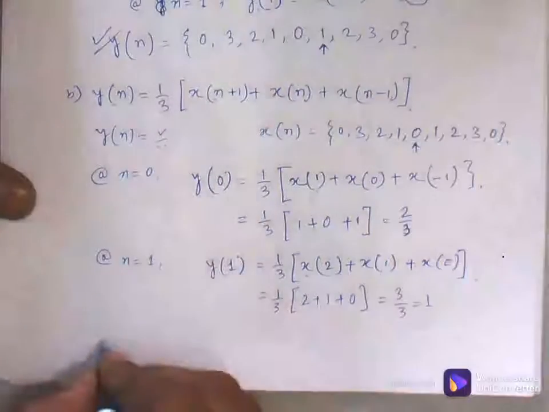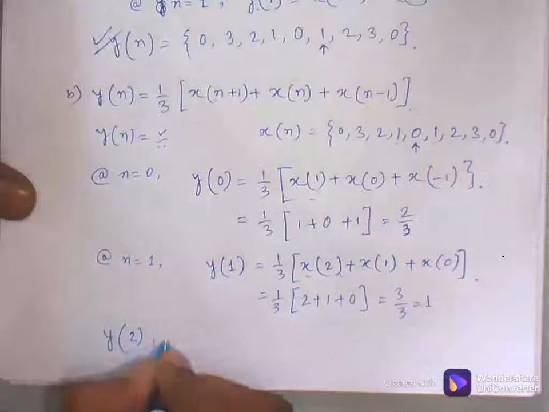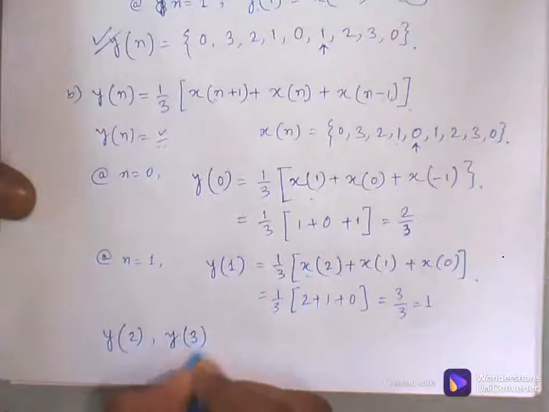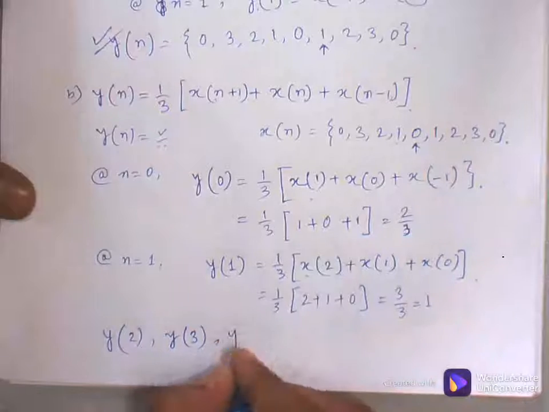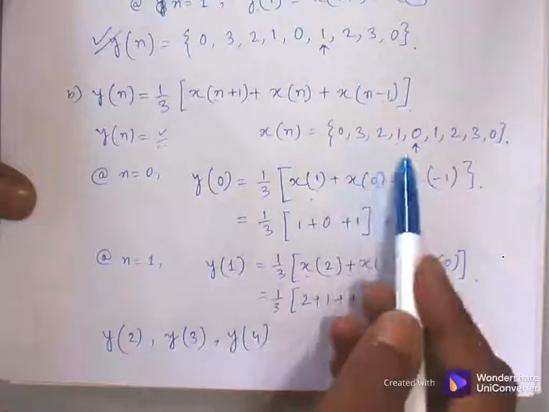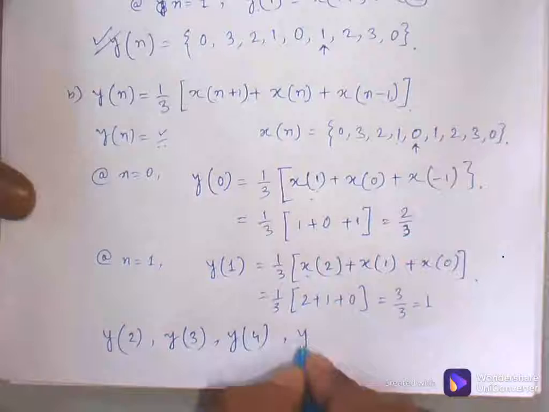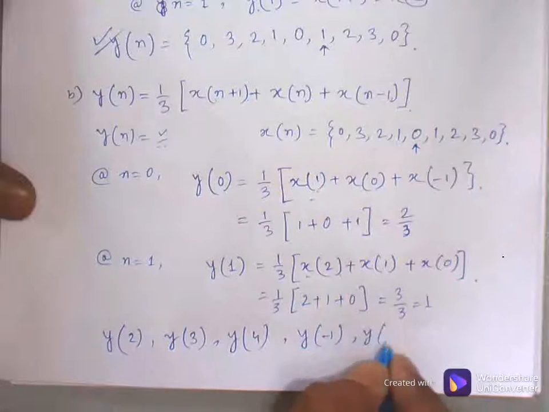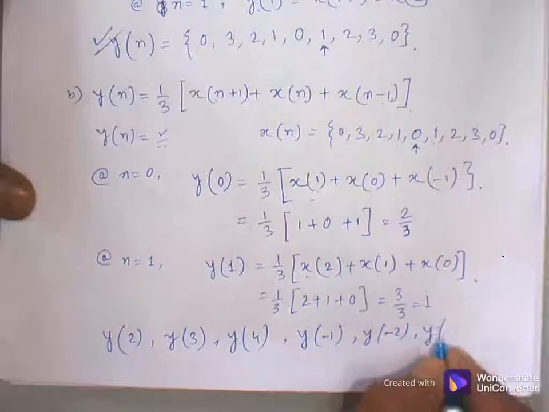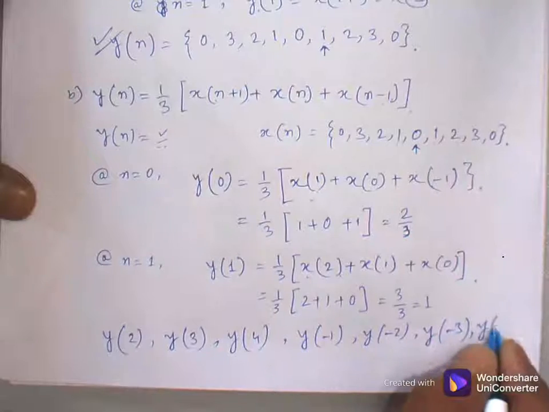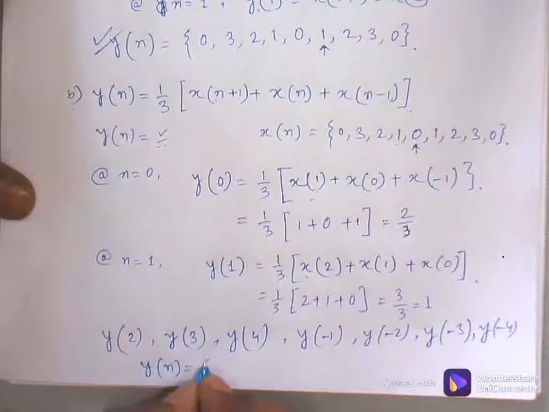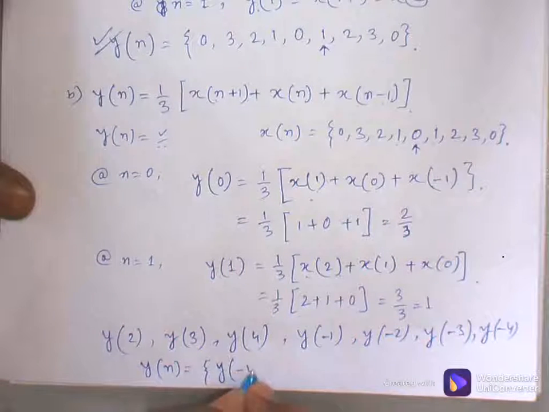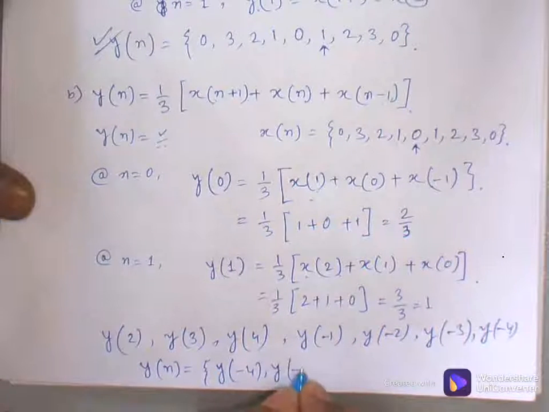Similarly, you will find out the value of y of 2, y of 3, y of 4, and on the left hand side you have to find out the value of y of minus 1, minus 2, minus 3, and minus 2. Then whatever value you find, that is the value of your y.